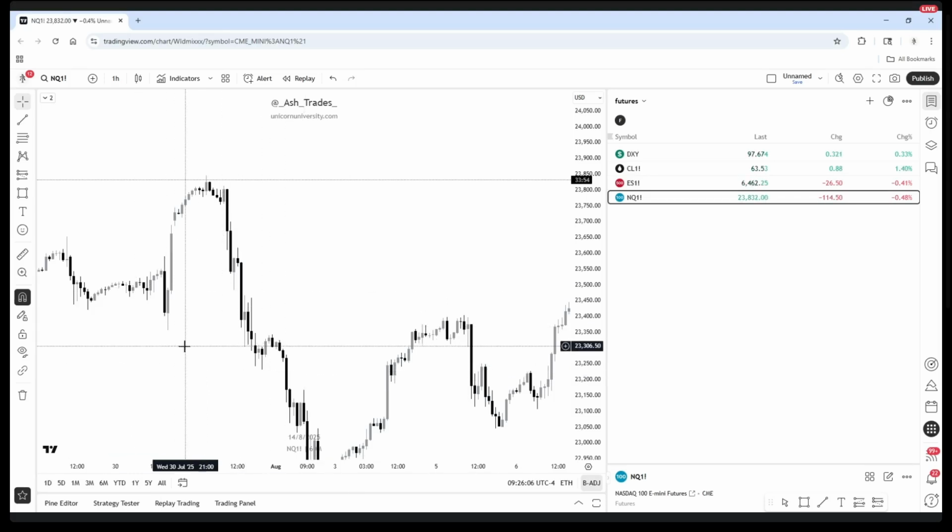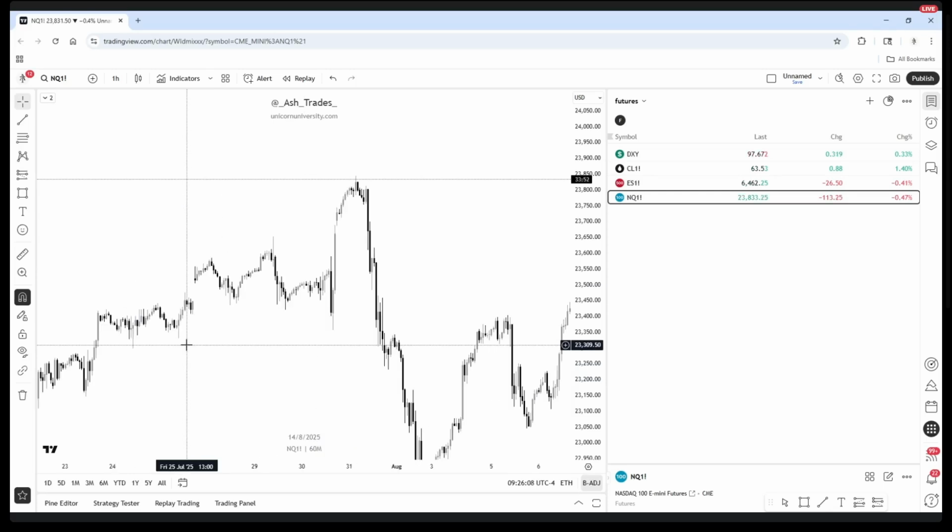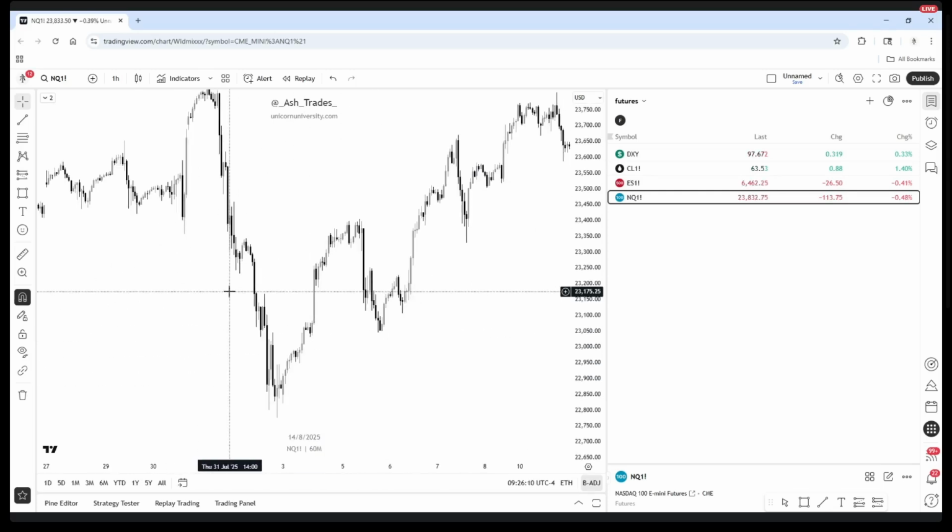Expansion is one of the breakout traders' best friend. Those are the individuals that are longing when resistance is being broken, the individuals that are shorting when support is being broken.